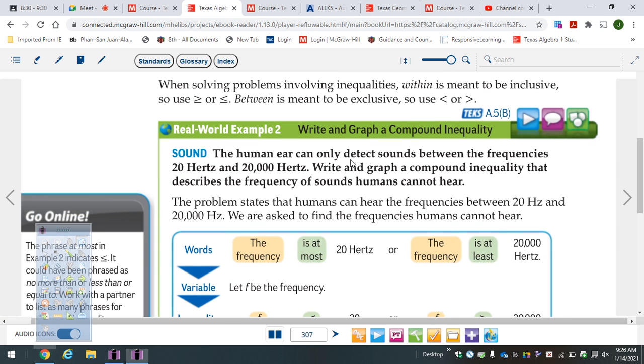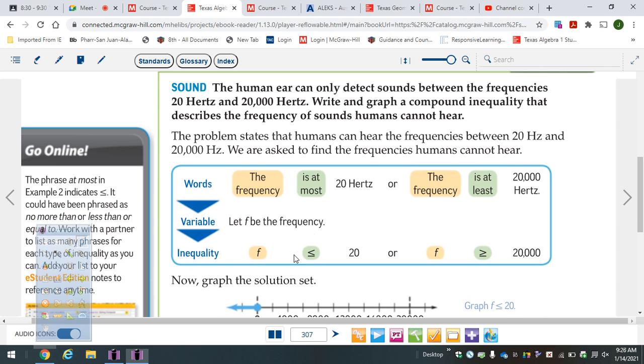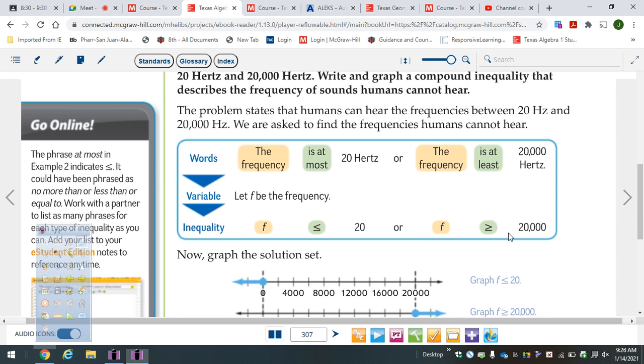The human ear can only detect sounds between frequencies of 20 hertz and 20,000 hertz. Write an inequality, so you have to be below what, or above what? You cannot hear. For them not to hear, it has to be below this one or above that one. So you can hear between here. You can't hear below this or above this. So you can't hear below and you can't hear above.